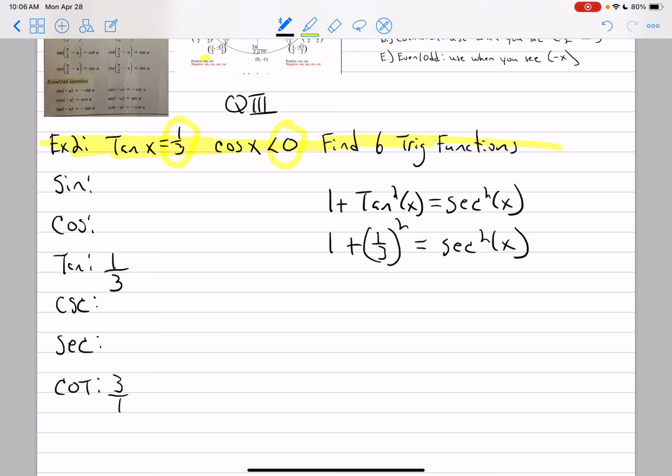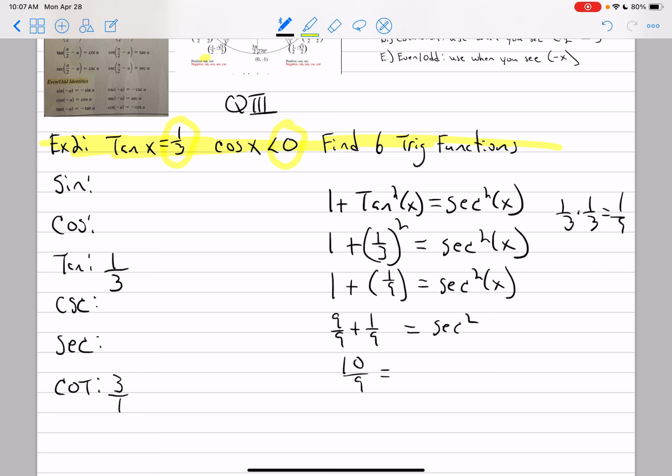So you're like, okay, well, 1 plus 1/3 squared is 1/3 times 1/3, which is 1/9. 1 plus 1/9 equals secant squared of x. Easy. So 1 plus 1/9, what is 1? 9/9 plus 1/9 equals secant squared. So that's 10/9 equals secant squared.